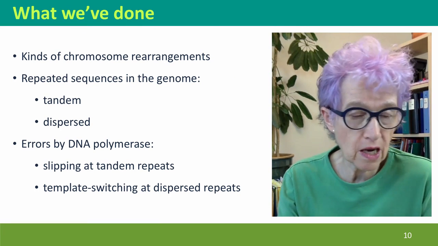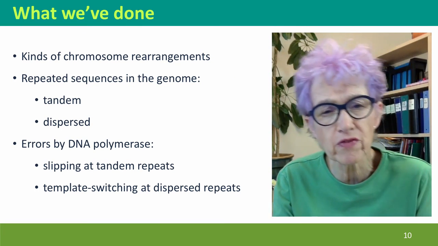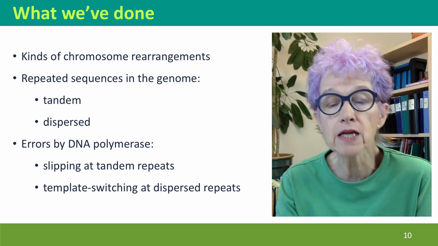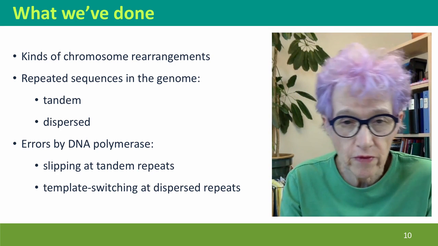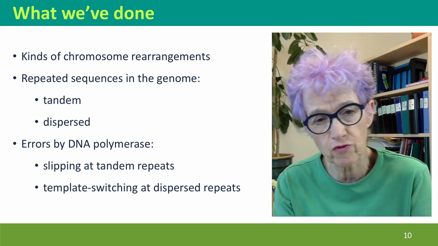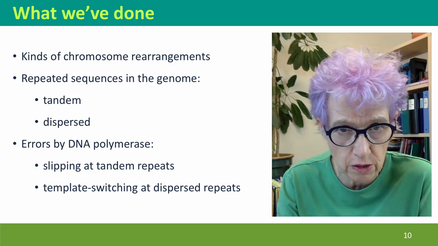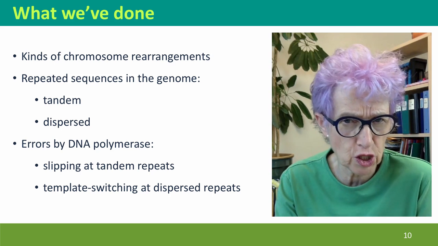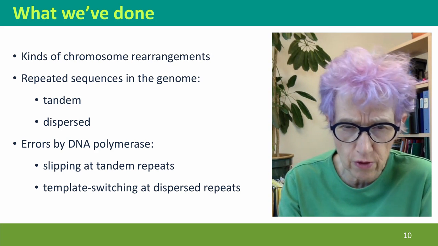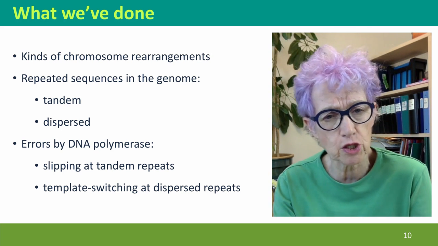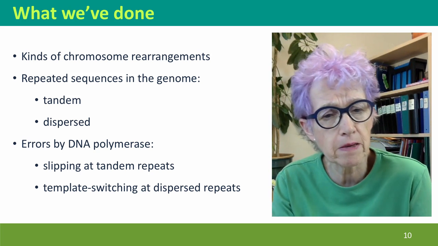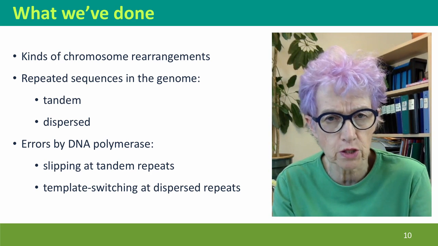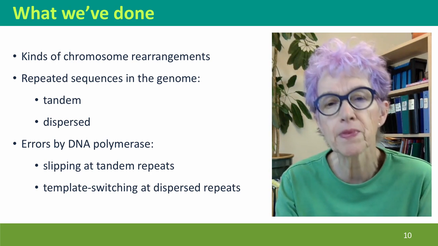So we've considered kinds of chromosome rearrangements, and we've considered kinds of repeated sequences, tandem repeats and dispersed repeats, and then thought about the consequences of these repeats for the kinds of errors that DNA polymerase makes. It can slip at a tandem repeat, usually creating just small changes in chromosome length, but it can also slip at dispersed repeats and, by template switching, can create new chromosomes or new arrangements of sequences within chromosomes.